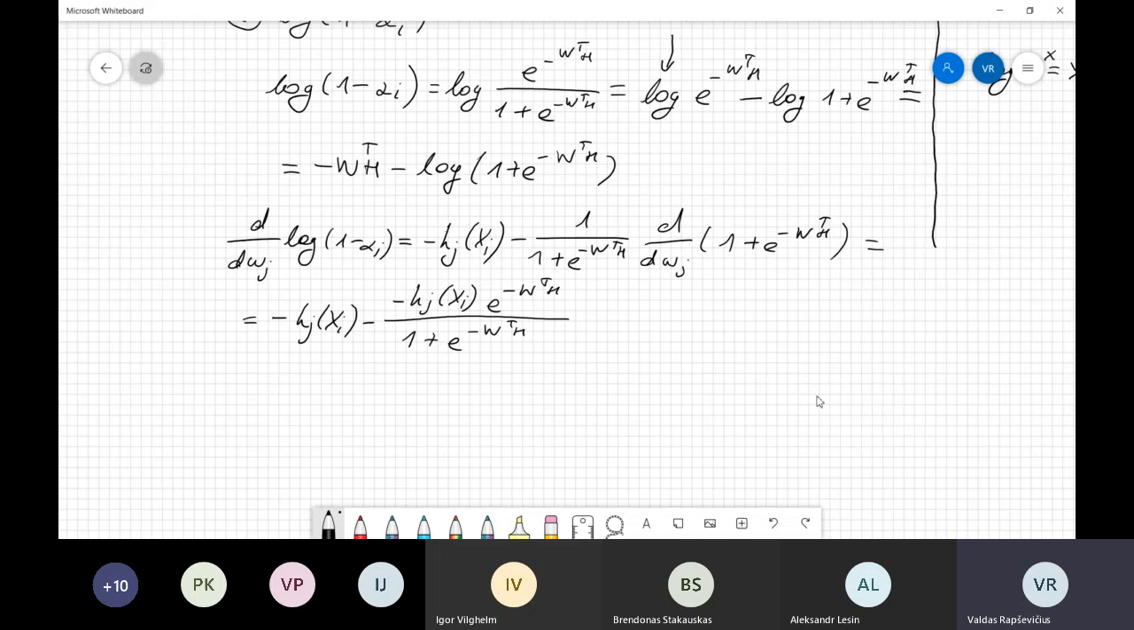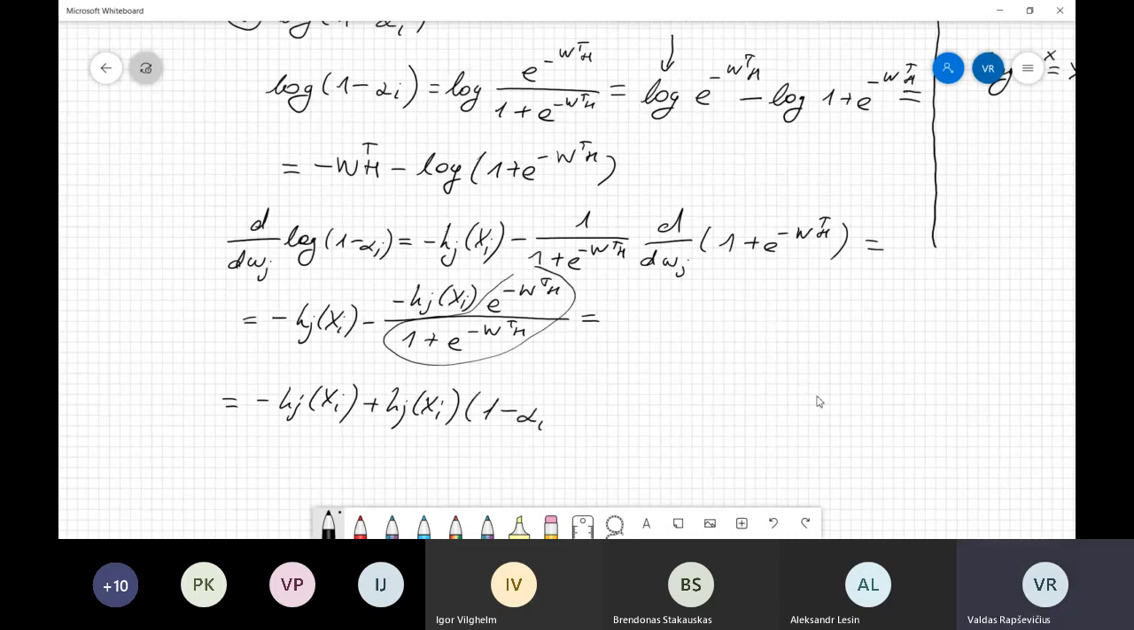Okay, so now we can simplify this a little bit. We have minus feature h j x i, minus minus, so it becomes plus, plus feature h j x i, and again here is the same guy, 1 minus alpha i.